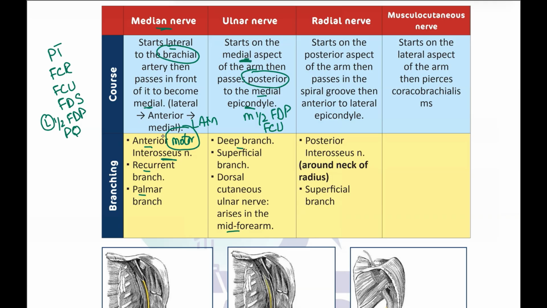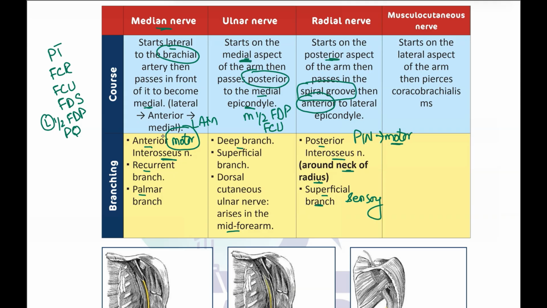Then we have the radial nerve. It starts on the posterior aspect of the arm, then passes through the spiral groove, and then passes anterior to the lateral epicondyle, and it gives the posterior interosseous nerve around the neck of the radius. And again, the posterior interosseous nerve, known as the PIN, is a pure motor nerve. It is going to supply all the extensors at the wrist joint. Then there is the superficial branch, which is the sensory branch.